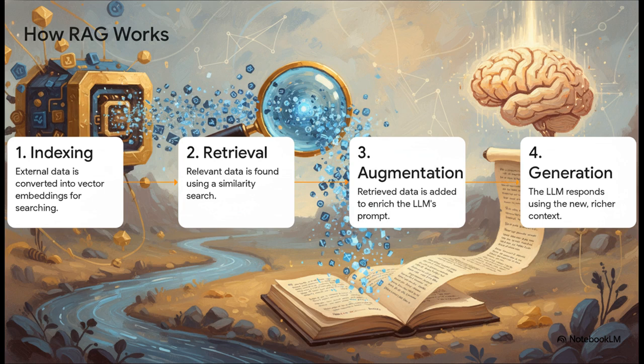First, all that external data gets indexed. It's converted into these numerical representations called vector embeddings. Think of it like turning concepts into coordinates on a map. Then, when a question comes in, the system retrieves the most relevant data using a similarity search. After that, it augments the original prompt with all this new context it just found, and finally, the LLM generates a response that is way more informed and accurate.